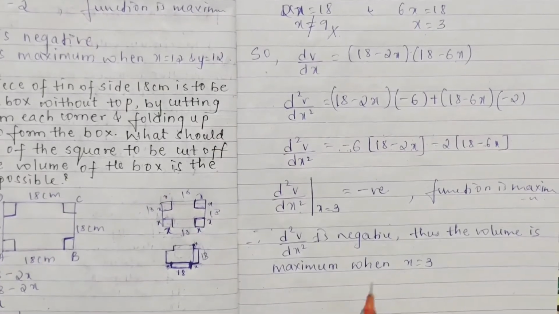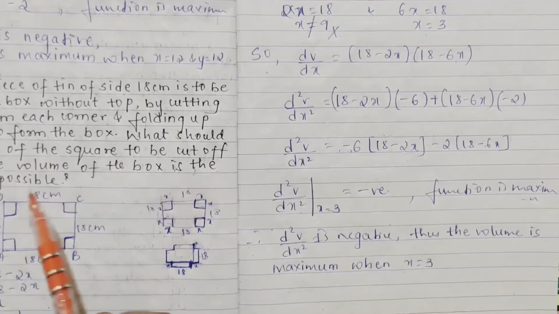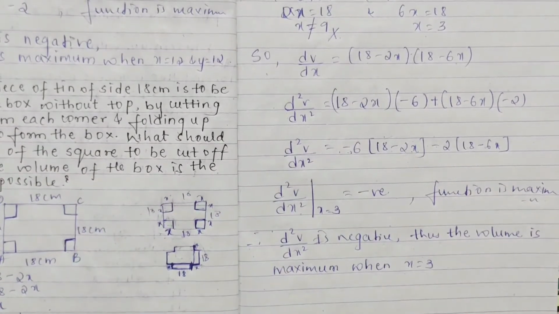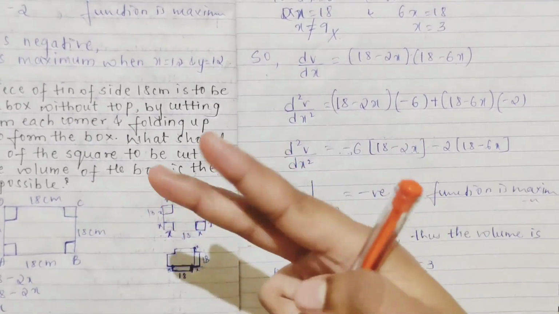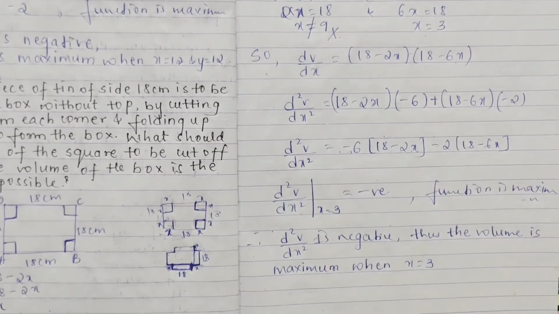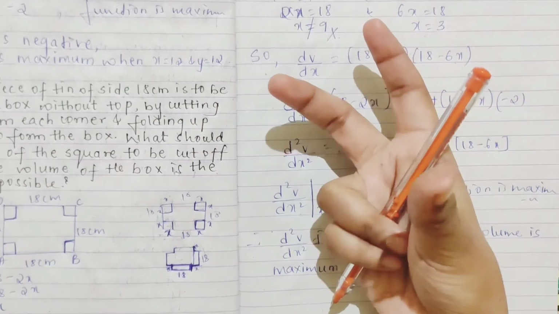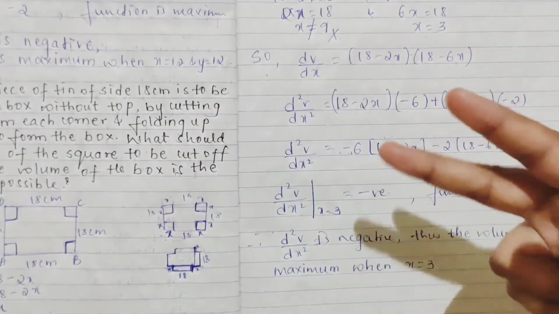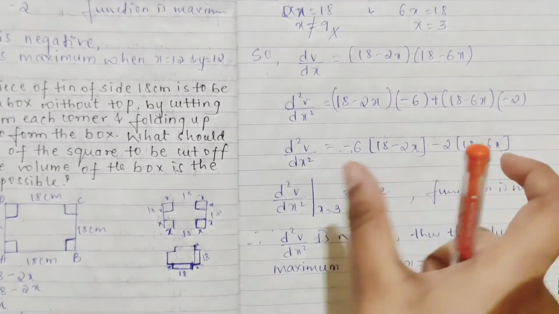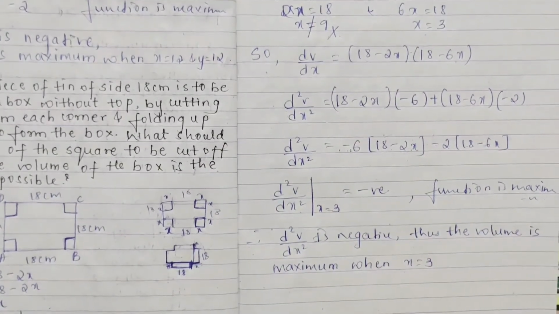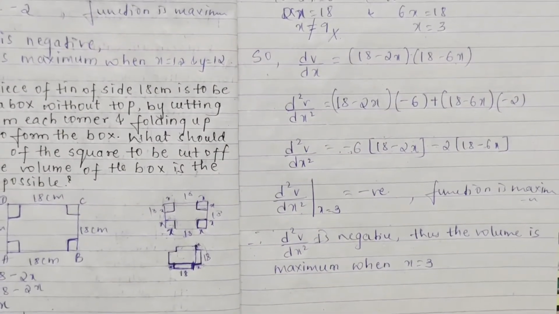What they were asking is: what should be the side of the square to be cut off so that the volume of the box is the maximum possible? To make the box volume maximum, you have to cut the side as only 3 centimeters. From the 18 centimeter piece, to make a cuboid, you have to cut 3 centimeters from both sides, which means x plus x, 3 plus 3, so 6 centimeters. Okay, I hope this is clear for you. Pause the video to note it down, students.